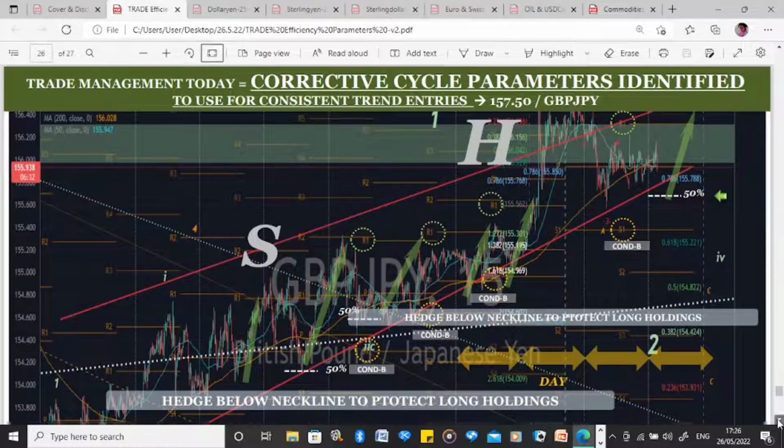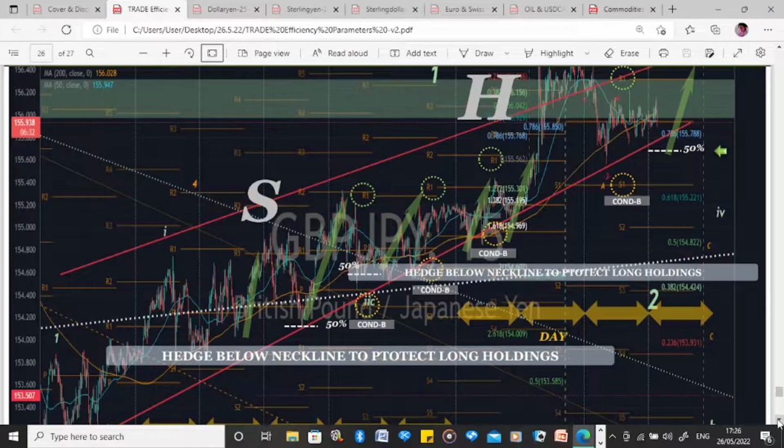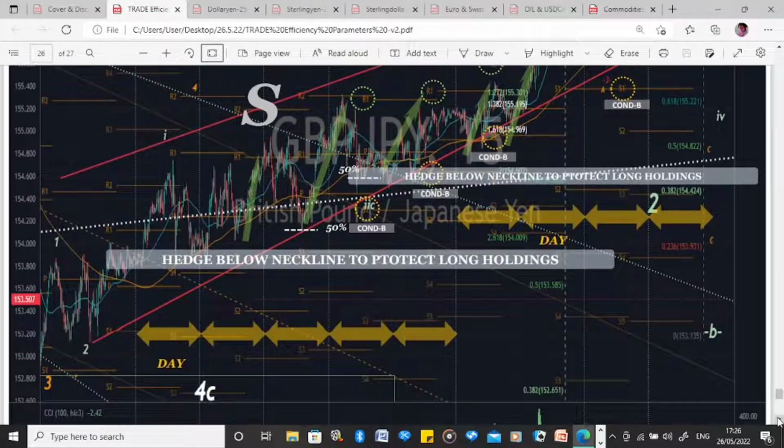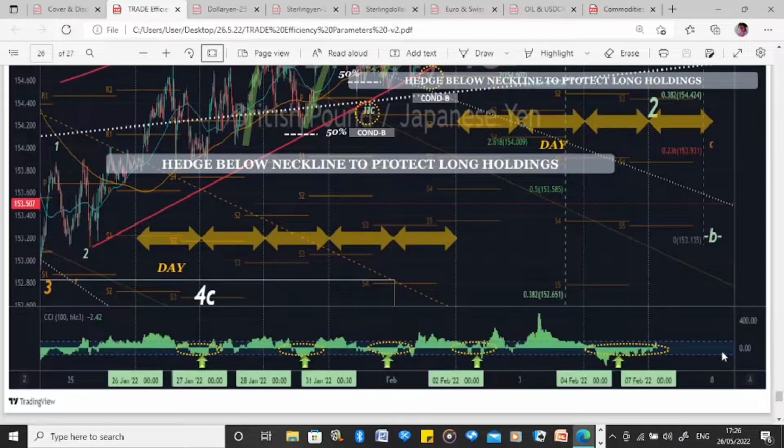So we were looking at hedging on that sterling dollar chart. Remember, we're always buying S1 and taking profit at R1, or we're buying the pivot and S1 and taking profit at R1 on a daily basis. Your hedges, of course, are always one support below entry.